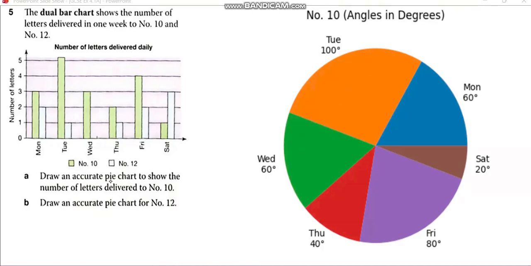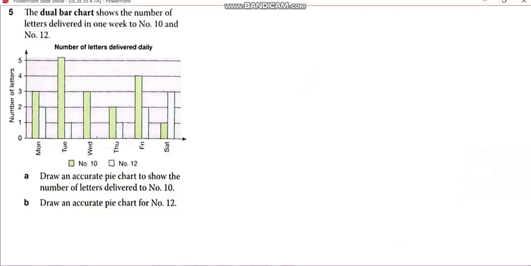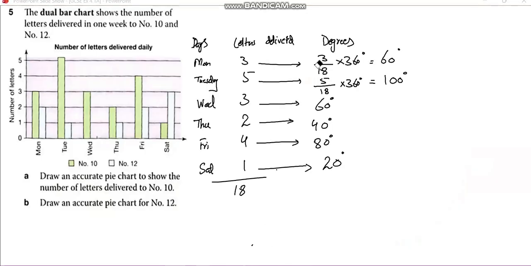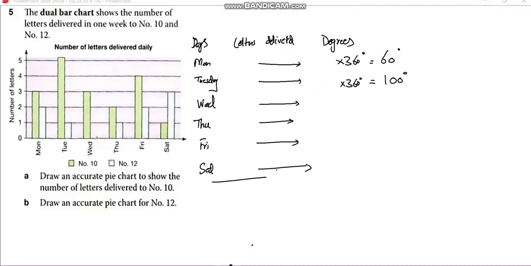Now we will proceed to the next part. In part B, again, we have to draw an accurate pie chart for number 12. So we need to convert the information given in the bars into degrees, which means again we need to write down the fractions and multiply by 360. First of all, let me erase this information, because now we are going to make the pie chart for number 12.